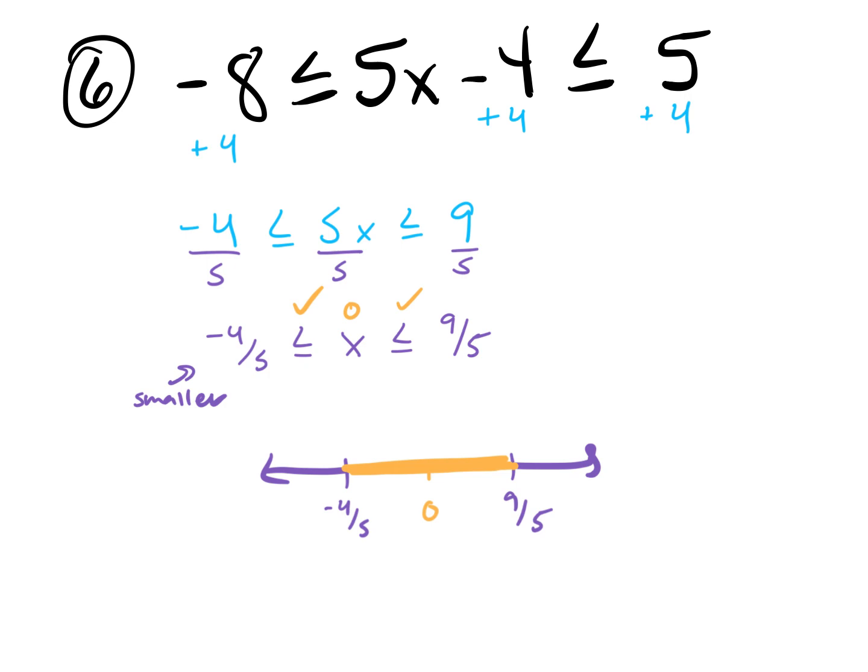And then also add our key points at negative 4 over 5. Since it's less than or equal to, we're going to put a closed circle there. And at 9 over 5, since it's less than or equal to, we're going to put a closed circle there.